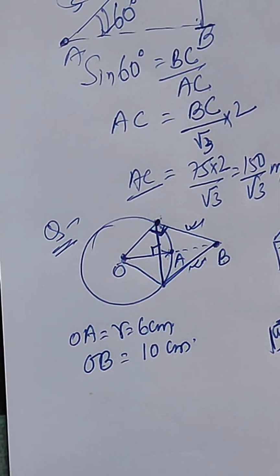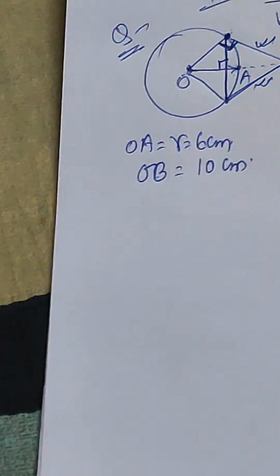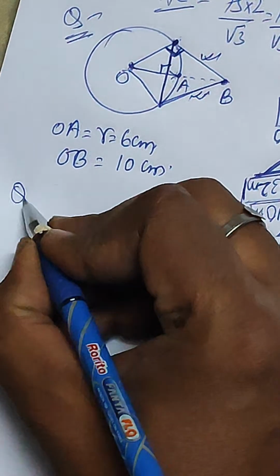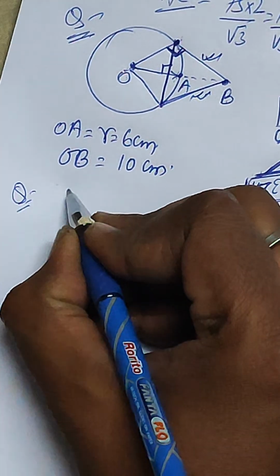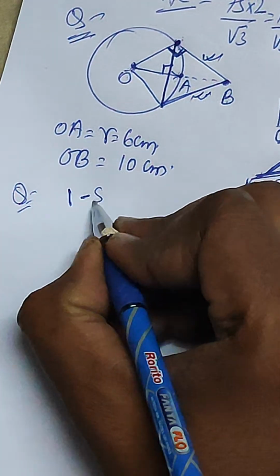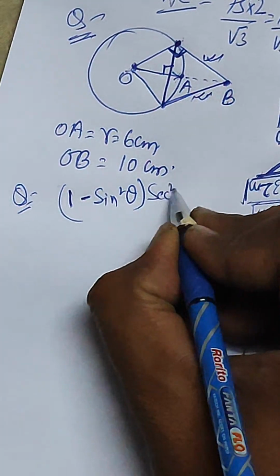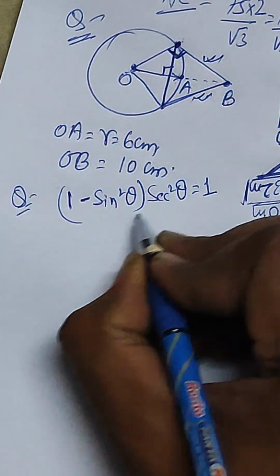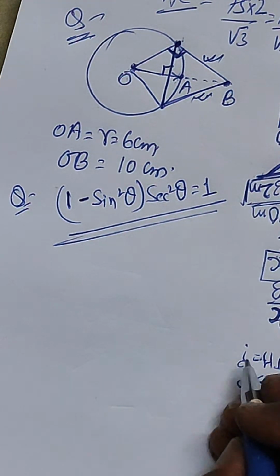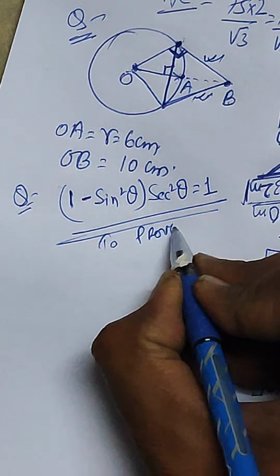Prove the following identity. The question is: 1 minus sine square theta, into sec square theta, is equal to 1. This needs to be proved.